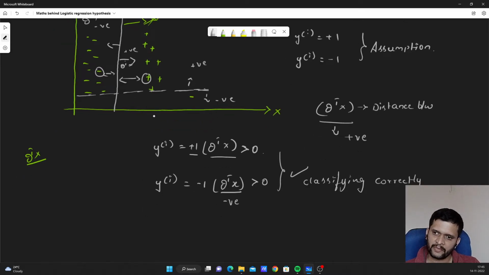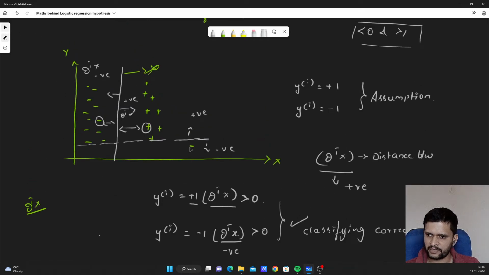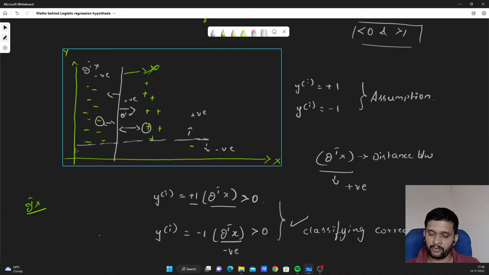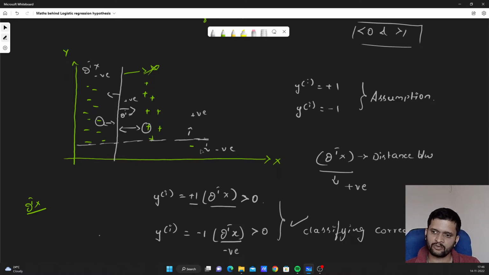Because of just one training example which lies somewhere here, which can be treated as an outlier as well, our whole decision boundary which separates the positive and negative class gets distorted completely, right. Just to correctly classify this one particular data point, we end up misclassifying so many data points. So this is another way to explain why the hypothesis of linear regression cannot be used as it is with respect to classifying the data set, okay.